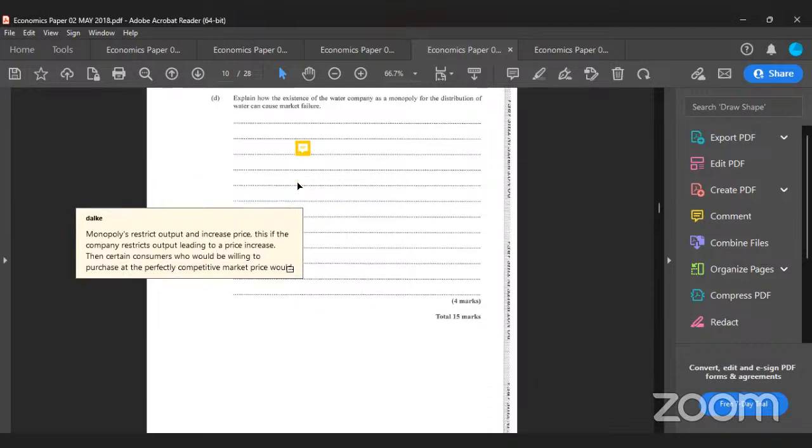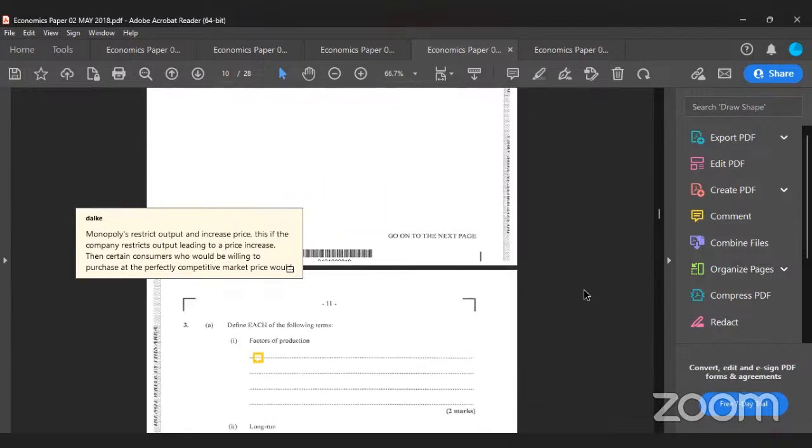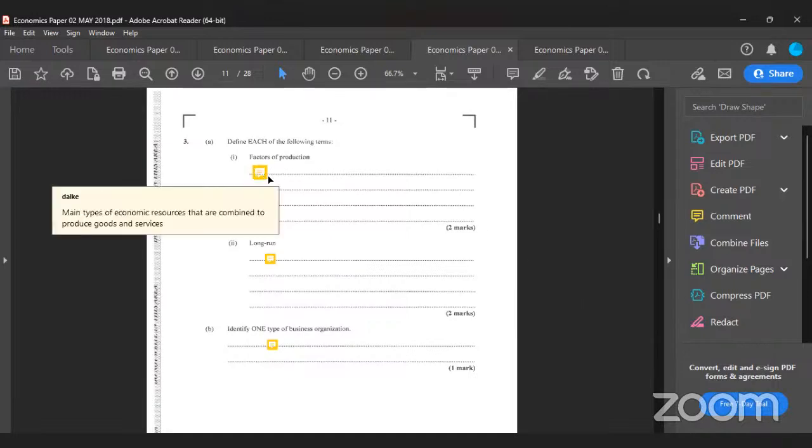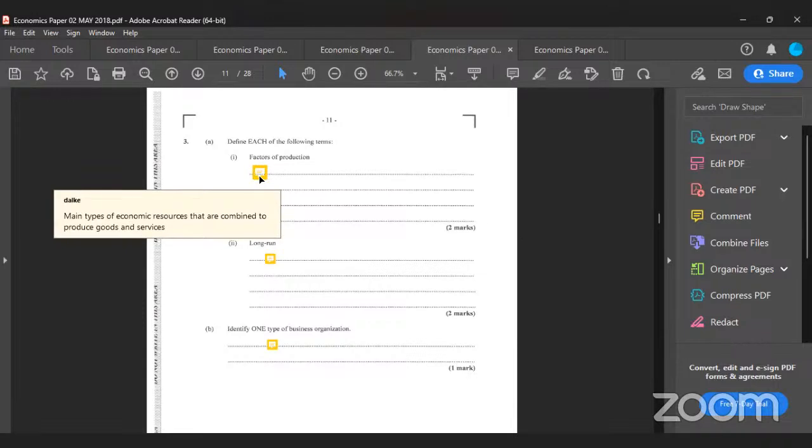Number 3 asks us to define each of the following terms. So we know that factors of production are basically the main types of economic resources that are combined to produce goods and services. You could also list them in an additional sentence because it's 2 marks, so I typically think you should give them 2 sentences. I know those are land, labor, capital, and entrepreneurship.